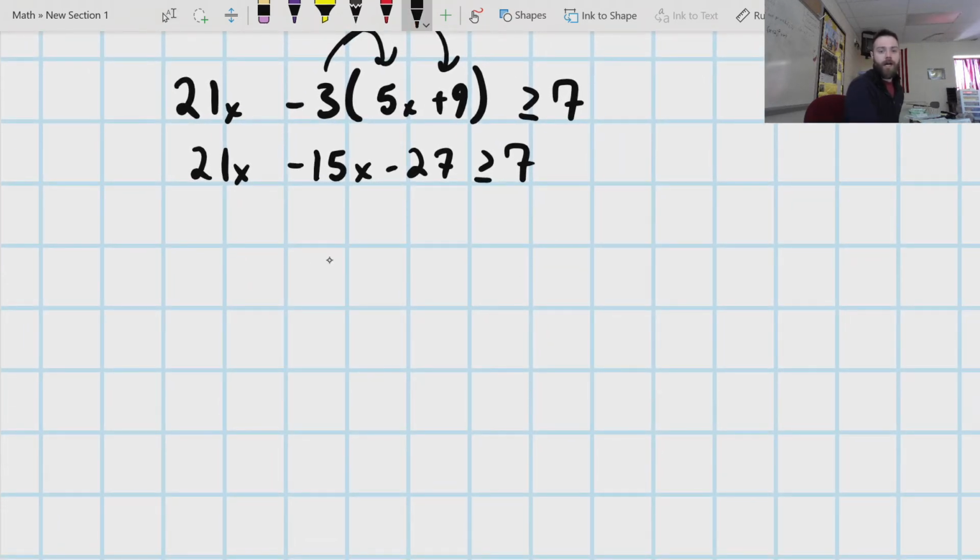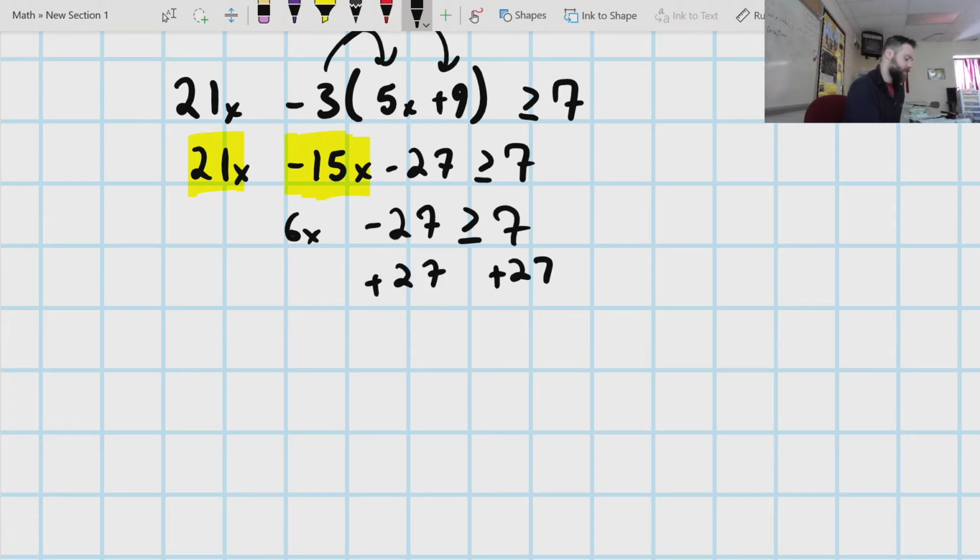And then I'm going to combine like terms on the left-hand side. So my like terms are the variable terms. But notice that this is a negative 15. So whenever you have a negative, you're subtracting the coefficients. So I've got 21 minus 15, which is going to be 6x, minus 27 is greater than or equal to 7. And then what I'm going to do is get rid of this negative 27 by adding. So I've got add 27 on that side and this side. So I've got 27 plus 7, which is going to be 34. So 6x is greater than or equal to 34.